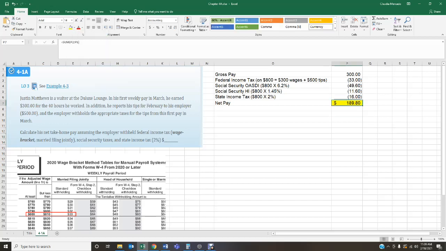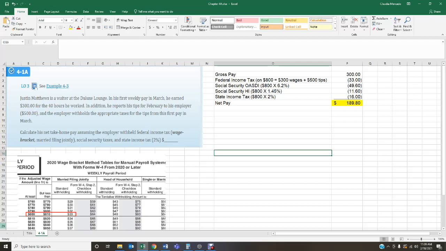Okay. So that is how we calculate our net pay. And in this case, we're deducting three things: federal income tax, Social Security tax, and state income tax. Okay. So that is how we calculate this. The key here is to incorporate the tips into your tax calculations. Because we have to pay taxes on tips as well. Okay. So that is basically it.